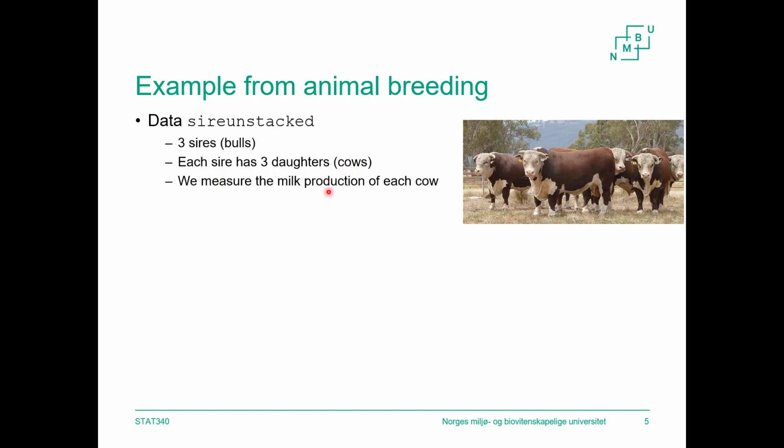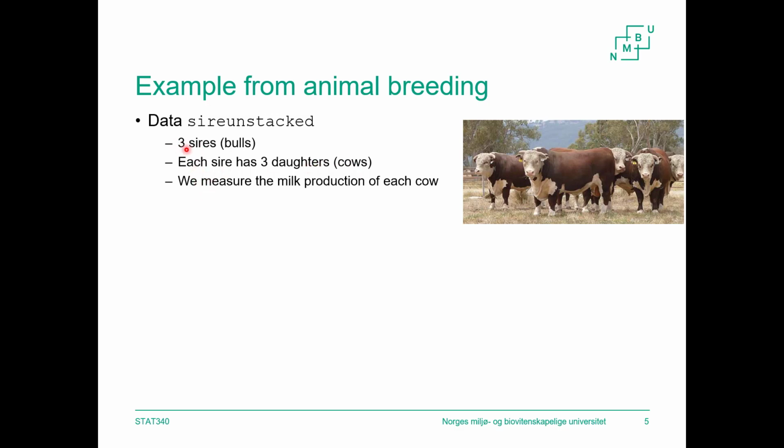And then we measure the milk production from each of these cows, each of these daughters. So we can say that for each bull or sire, we have 3 measures of milk production. And this is of course interesting in terms of animal breeding, right? Because we are interested in whether it is important to select the proper bulls for breeding new cows that produce a lot of milk, right? You can imagine this is the setting.